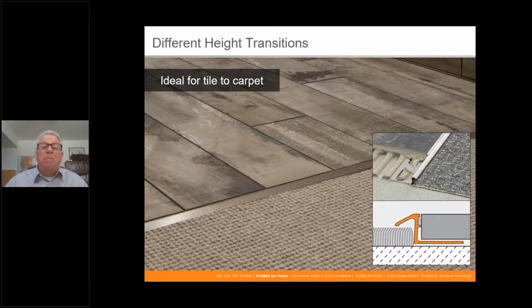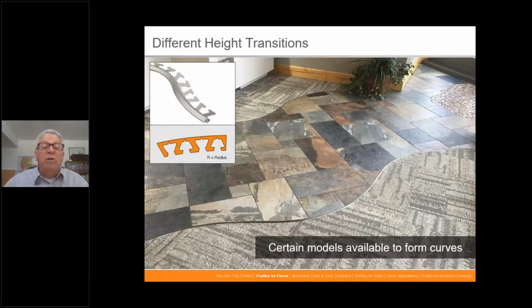And I tell you, the carpet people love to see that this is already installed by the tile installer, because it makes their job to install the carpet up against the tile a very simple process. They just cut it and tuck it in, and it's done, and it looks very attractive. This one here also does have the ability to be radiused.